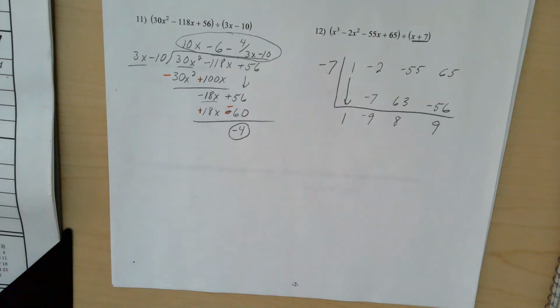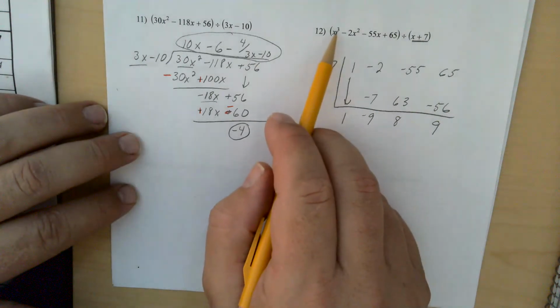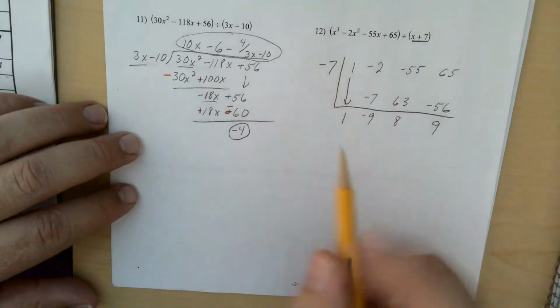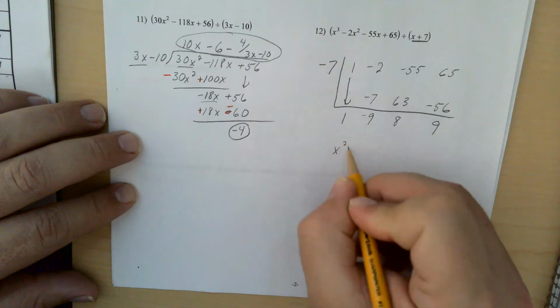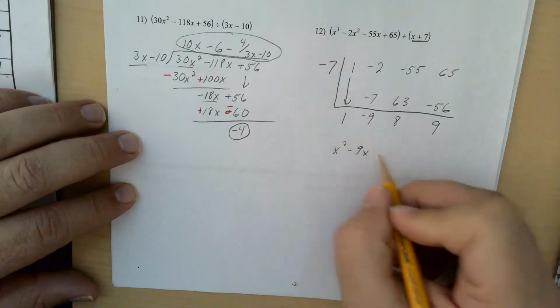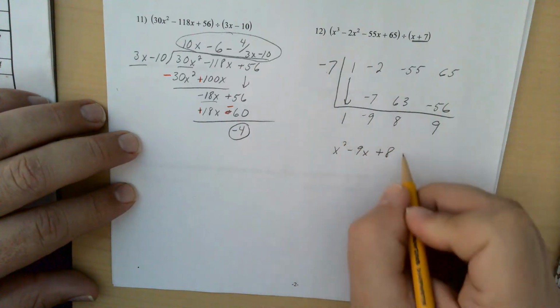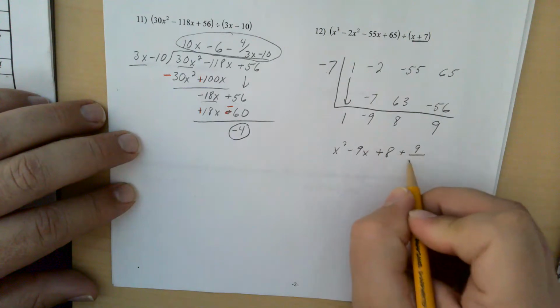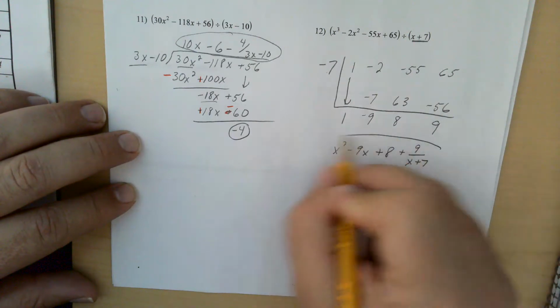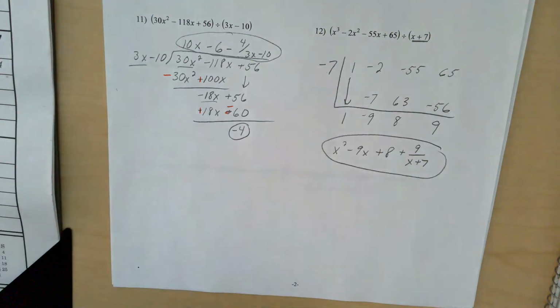Okay, so now we can't stop here. We have to take these numbers and write the quotient. Okay, so this one really is x squared. It's 1 less than what this degree is. So my quotient is x squared minus 9x plus 8. 8 is my constant, and 9 over the divisor. My remainder goes over the divisor. Okay, finished with page 2, and we're at the 20-minute mark.